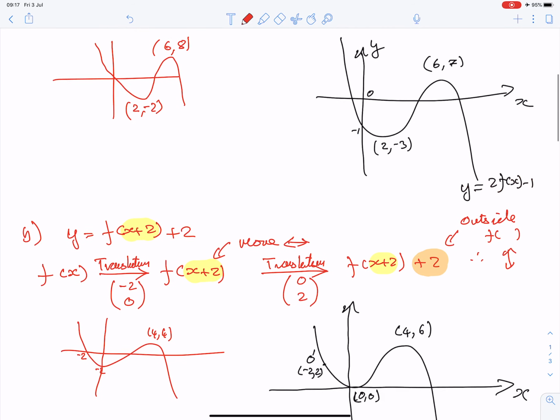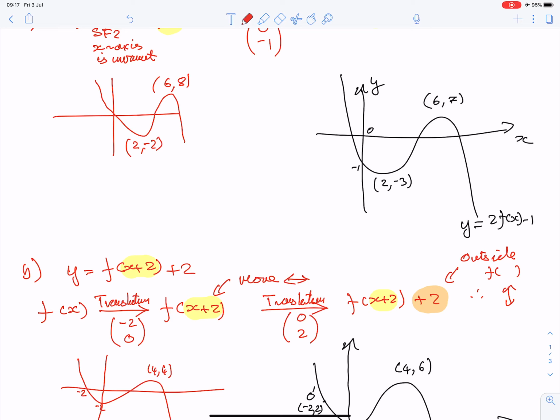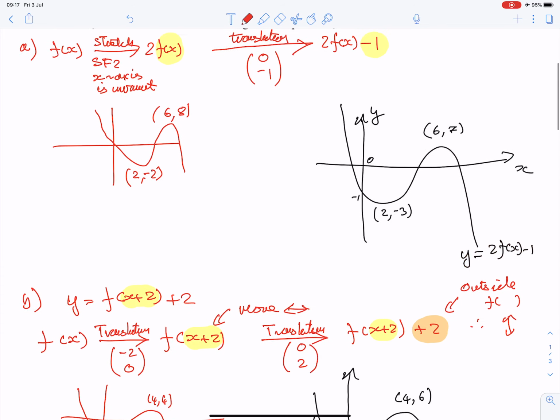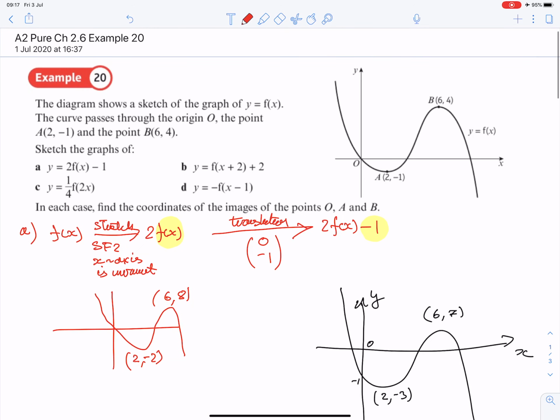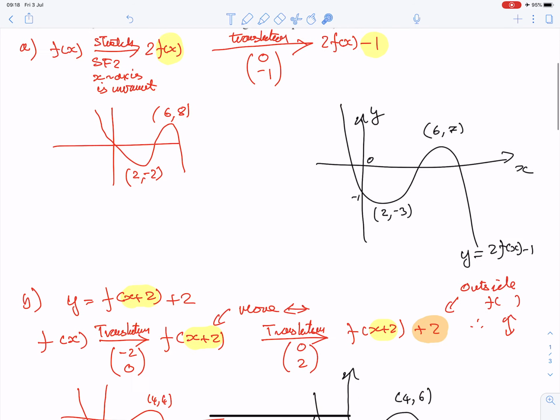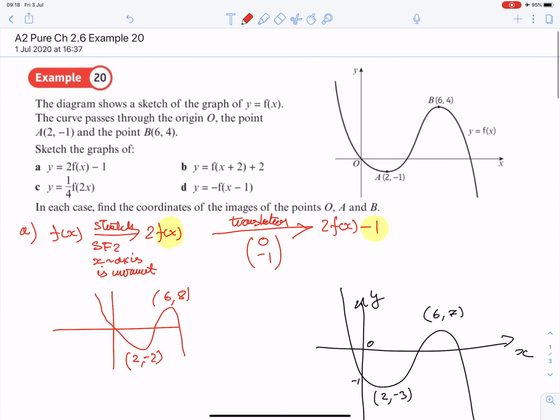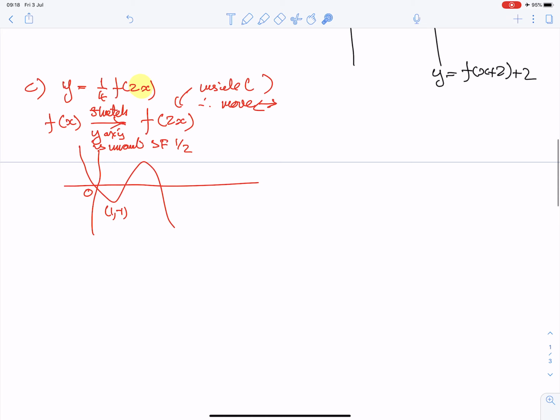Now the key points. Scale factor 2, stretch y-axis invariant, scale factor is 1/2. It's the opposite to what you expect when it's inside. So we get 2 minus 1 here. We're going to half the x value, so it's going to go to 1 minus 1. And here we're at 6, 4, so we're going to halve the x value, so we're going to be at 3, 4.